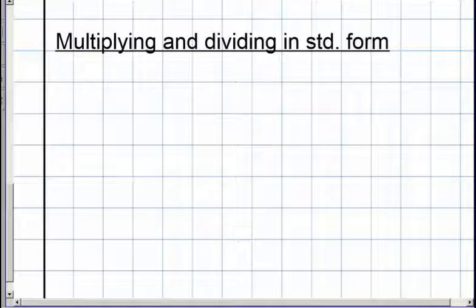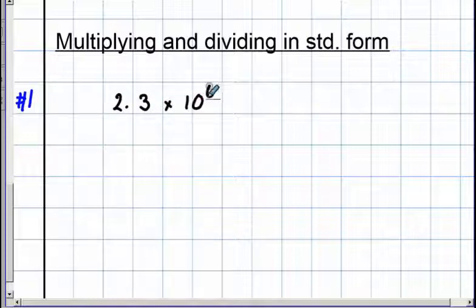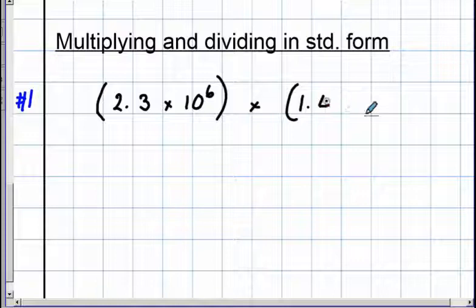For example, we're going to multiply the numbers. 2.3 times 10 to the power of 6. Sometimes they put the numbers in brackets. We're going to multiply that by 1.4 times 10 to the power of 3.